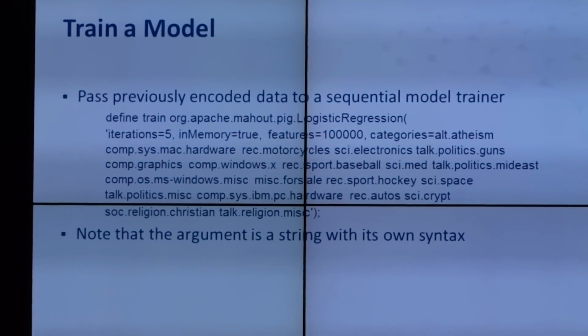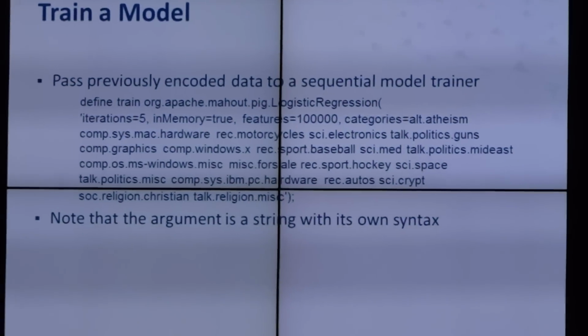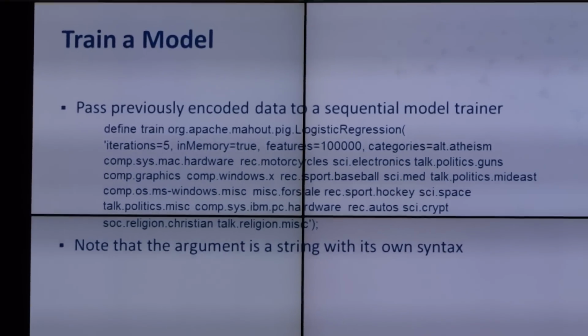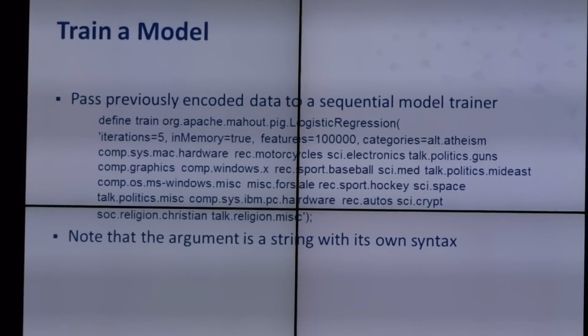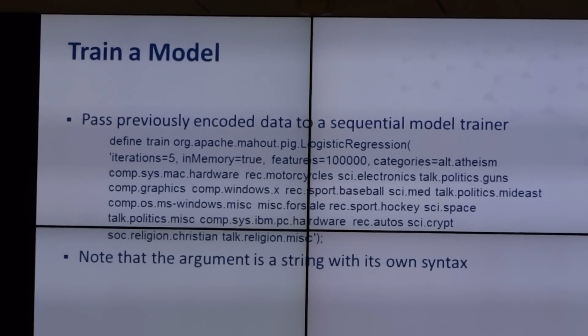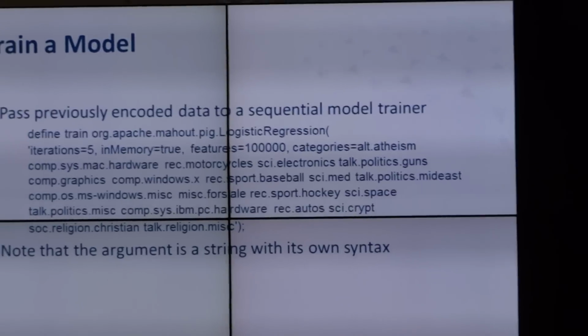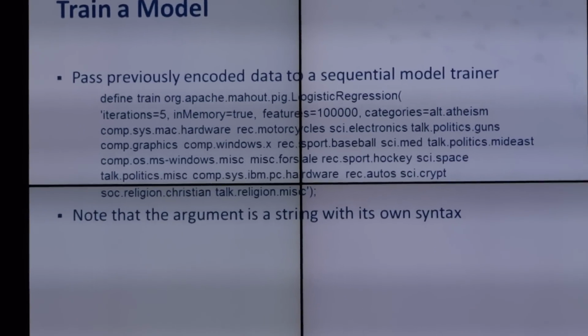And you really begin to see that here where we define the train function as a logistic regression with this massive and bizarre set of arguments. It says we're going to do 5 iterations. We're going to do it in memory, so it'll run as a single reducer. We're going to use 100,000 features, which has to match the encoder.